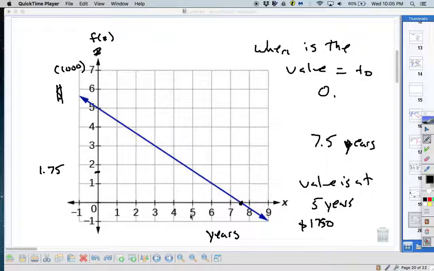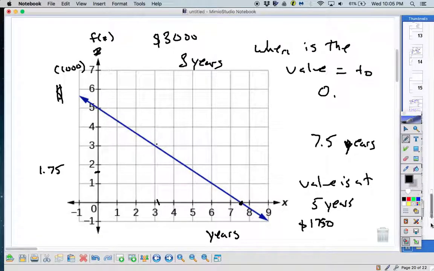So if you're given years, you would go up and then go across. If you're given the cost, so let's say you know that the vehicle is currently worth, say, $3,000. If the vehicle is worth $3,000, how many years is it? Well, you would start at $3,000. This is 3,000. Go across, go down. Well, that occurs at 3 years. So your car is 3 years old because it's worth $3,000. Okay, so this can be very, very handy, and it has some real life application. So let's look at a real life application of this.